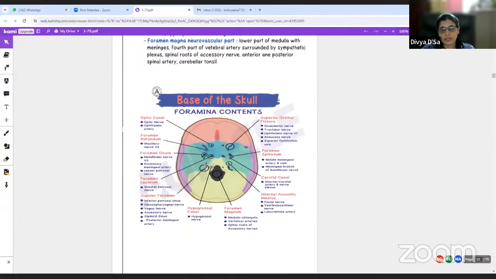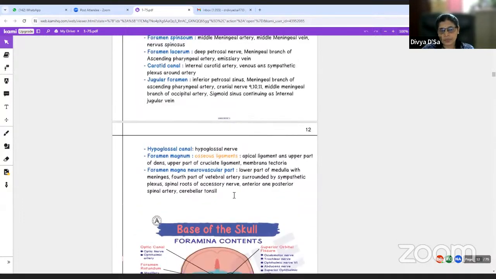Hypoglossal canal. So here will be the jugular foramen, and the hypoglossal canal is situated here. The hypoglossal nerve will be passing through that.